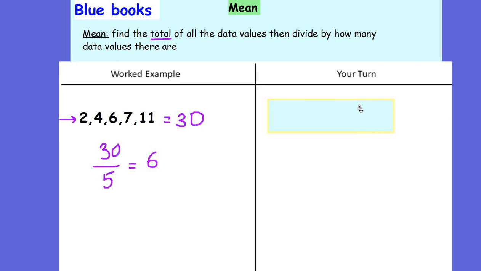Over to you guys in your dark blue books. Please pause the video for 1 minute and work out the mean of these values. Rightio, let's go through the answer.